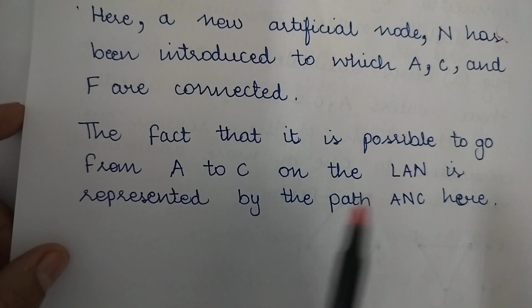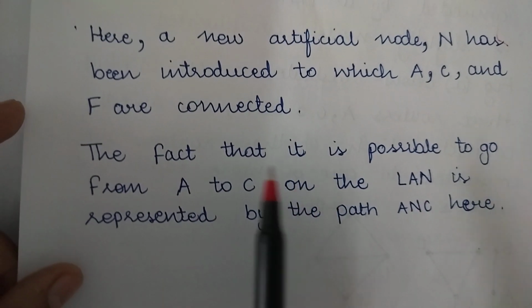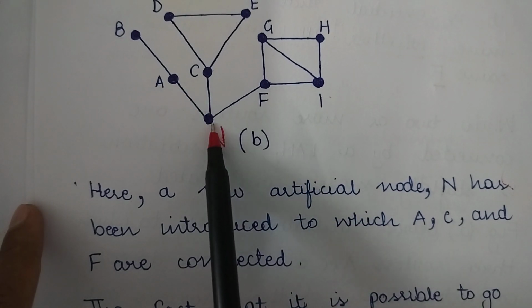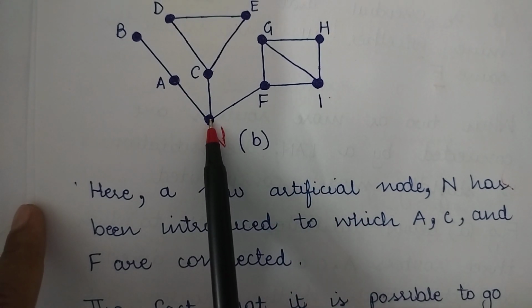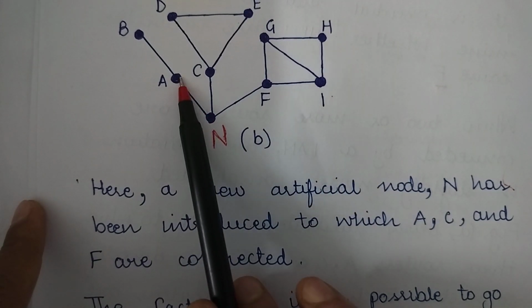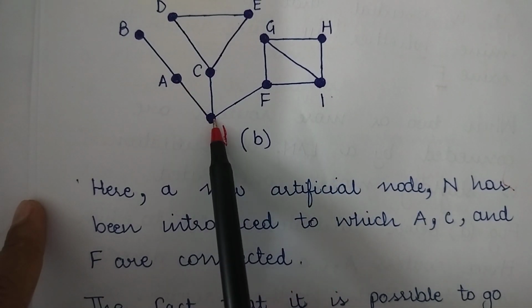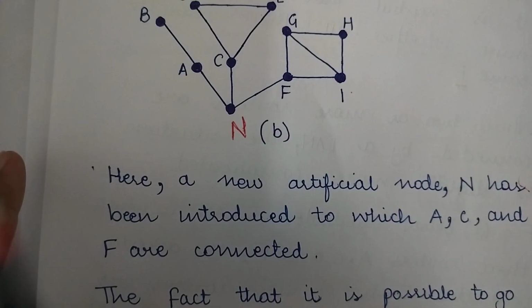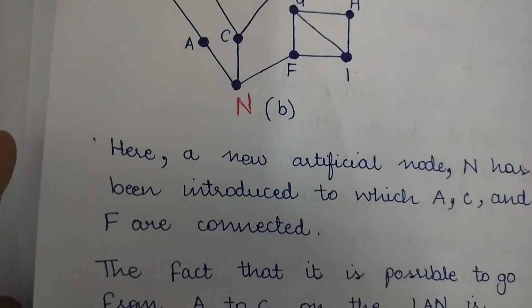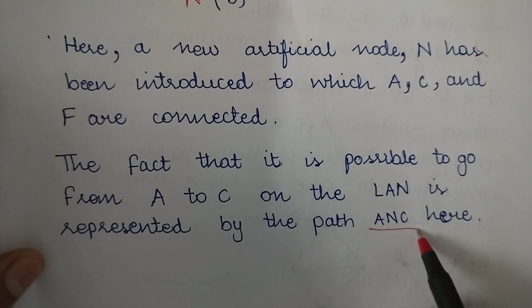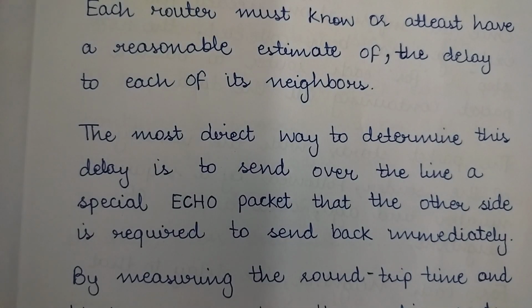Now the fact that it is possible to go from A to C on the LAN is represented by the path A and C here. If you want to go from router A to C, you can go via the node N, which is basically nothing but the LAN represented as node N. So if you want to go from A to C, the path is A, N, C. That means from router A to C, you can go via node N. This is how it is represented here.